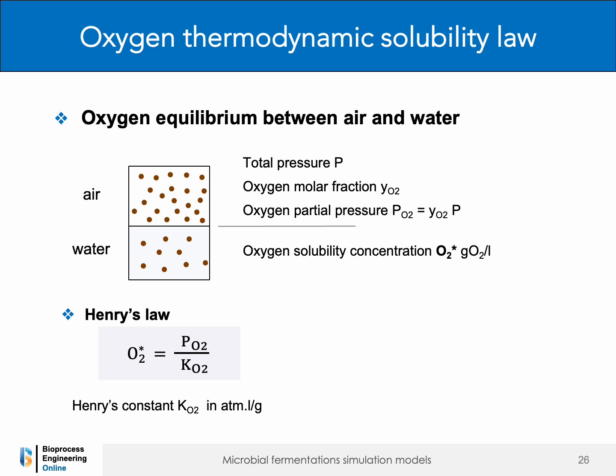The oxygen solubility, O2*, expressed in gram oxygen per liter, is calculated as the partial pressure, PO2, in atmosphere, divided by the Henry's constant, KO2, in atmosphere liter per gram. The partial pressure, PO2, of oxygen in air is the product of the oxygen molar fraction, YO2, by the total pressure. At 30 degrees Celsius and 1 atmosphere of air, the solubility of oxygen, O2*, is near 8 milligrams per liter.